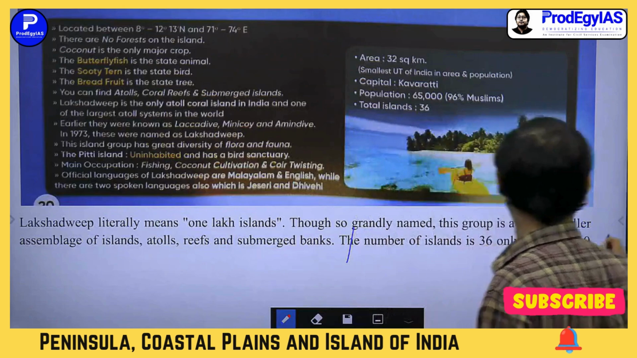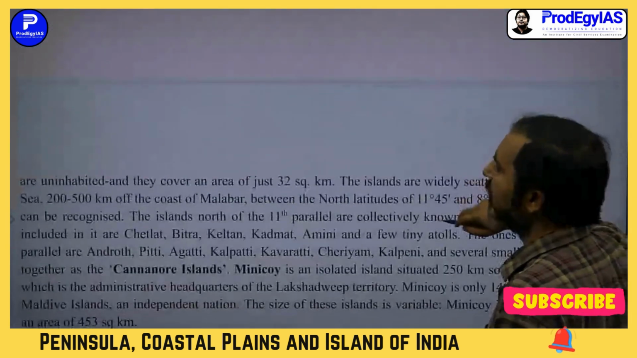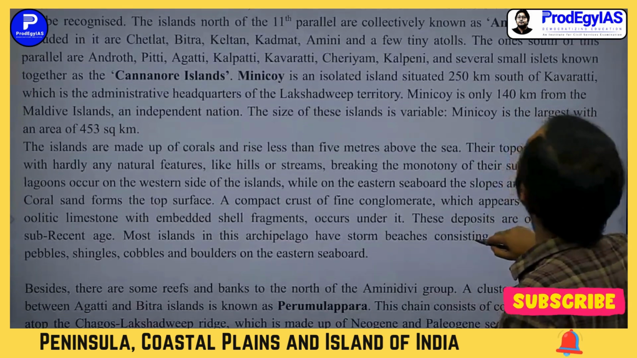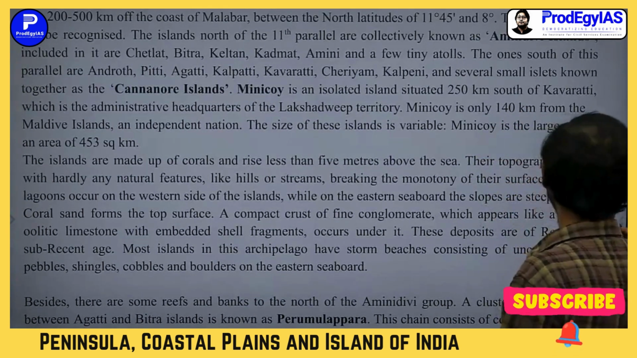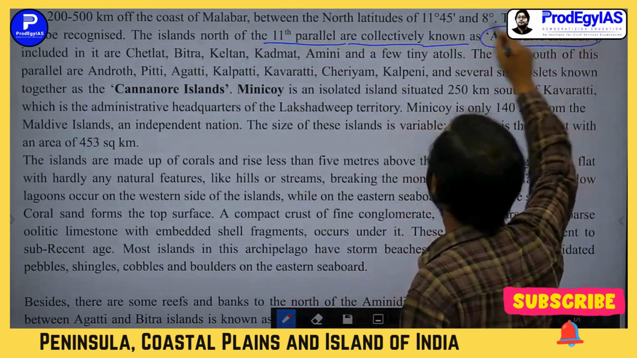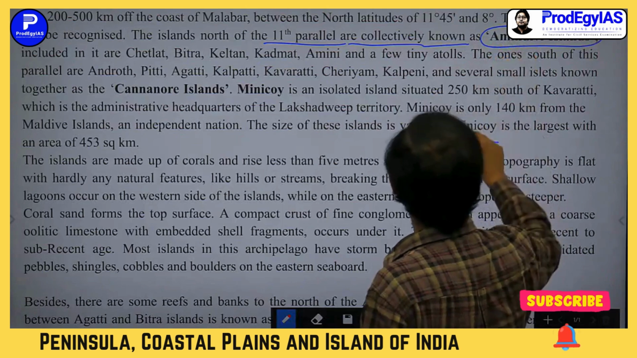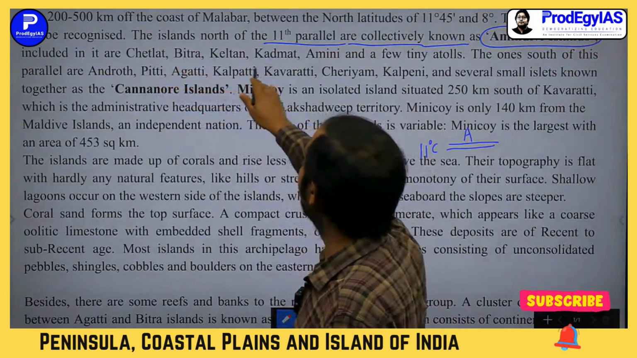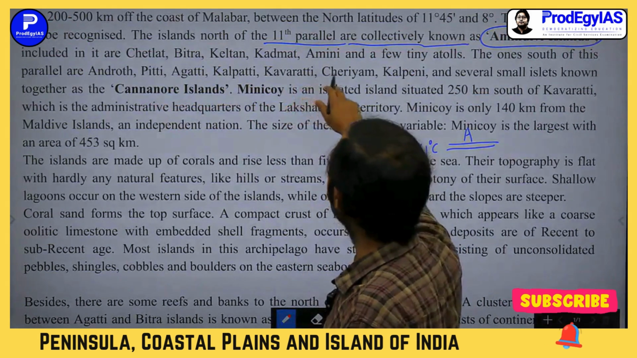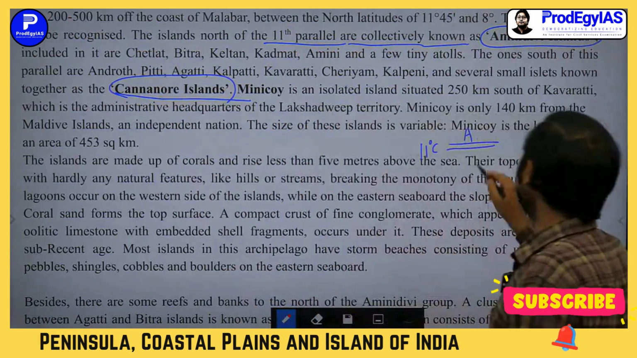There are almost 36 islands, out of which 10 are inhabited. The islands are widely scattered in the Arabian Sea. The islands north of the 11th parallel, that is the 11-degree channel, are collectively known as the Amindivi Islands. They include Chetlat, Bitra, Kiltan, Kadmat, Amini, and a few tiny atolls. South of this parallel are Androth, Pitti, Agatti, Kalpatti, Kavaratti, Suheli, Kalpeni, and several smaller islands, together known as Cannanore Islands. Amindivi and Cannanore, these are two groups.